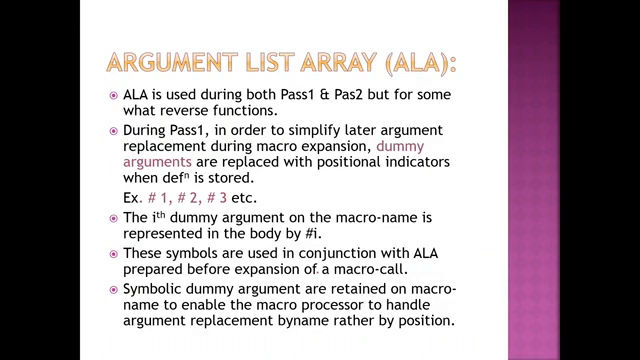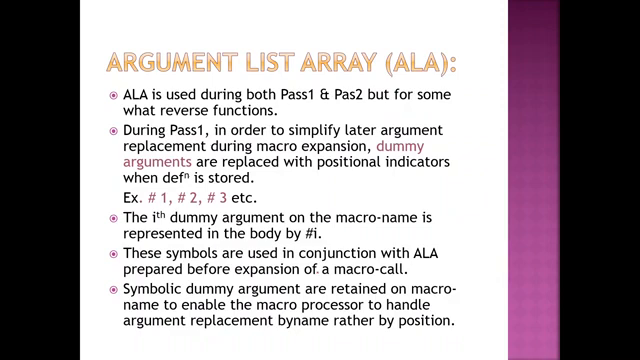Okay. So I told you there are these two important tables, MNT and MDT, and two pointers, MNTC and MDTC. We have discussed all that. The next very important 2-mark question, which you can see in many question papers, is the argument list array. It is a very, very simple concept. Right?